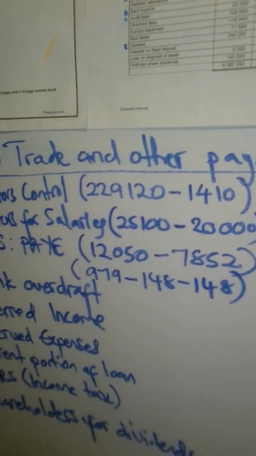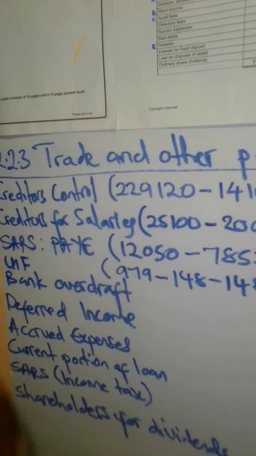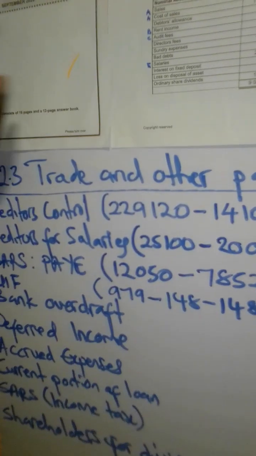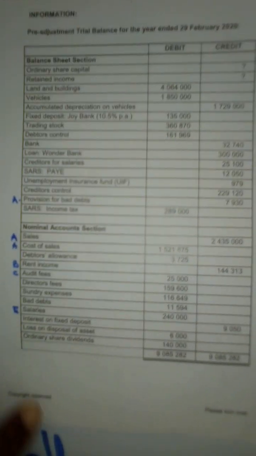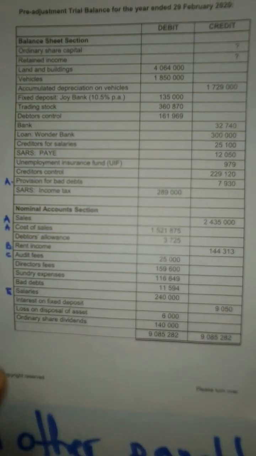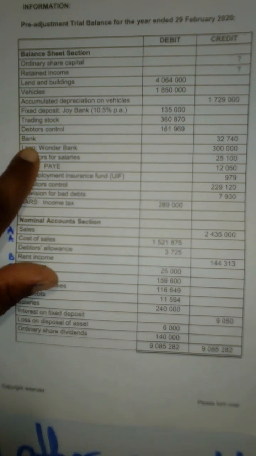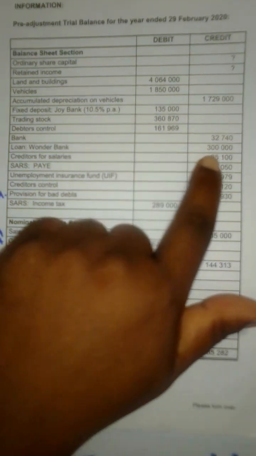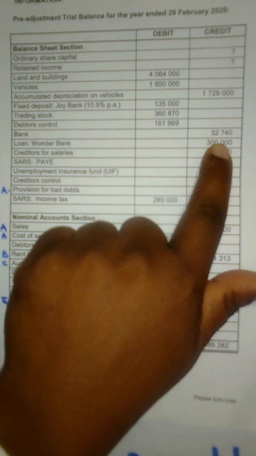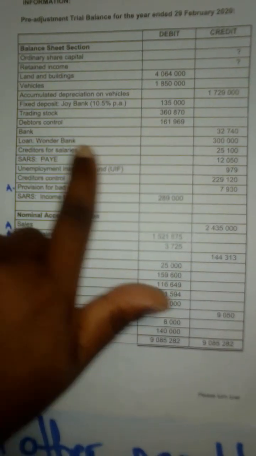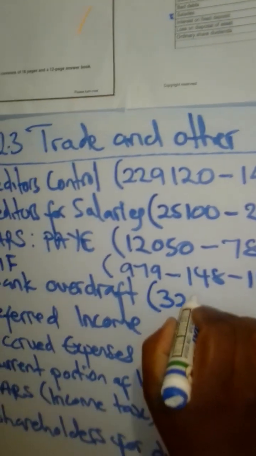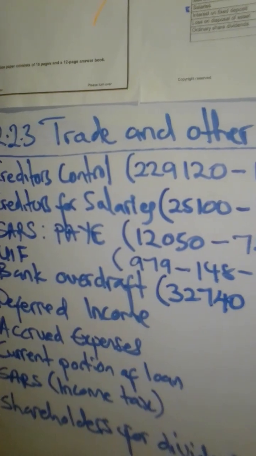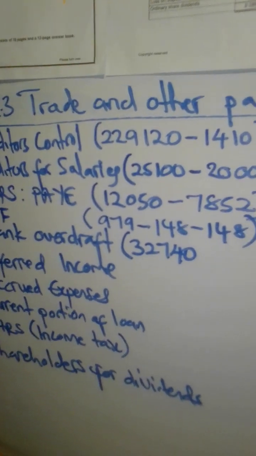On bank, we also have a bank overdraft. How do we identify a bank overdraft on the pre-adjustment trial balance? I know some of you might be looking for where it is written bank overdraft. You look at the bank amount. Whenever the bank amount is appearing on the credit side, it means it is an overdraft. So here we have an overdraft of 32,740. That is the bank overdraft that is there.